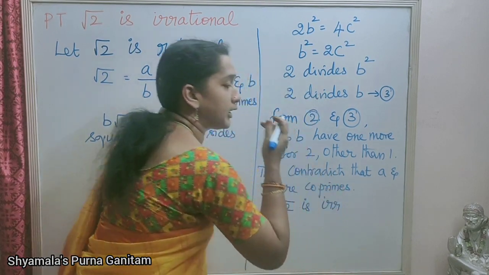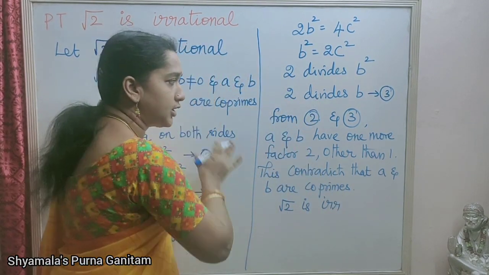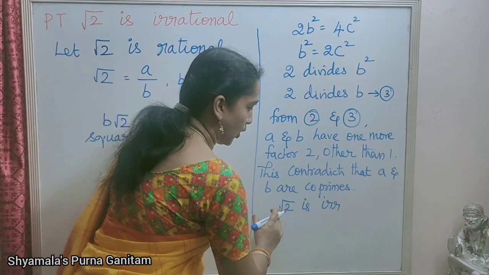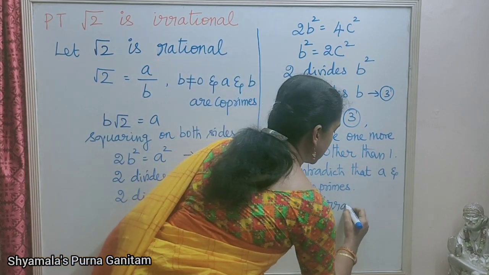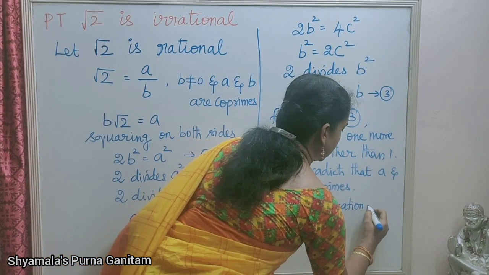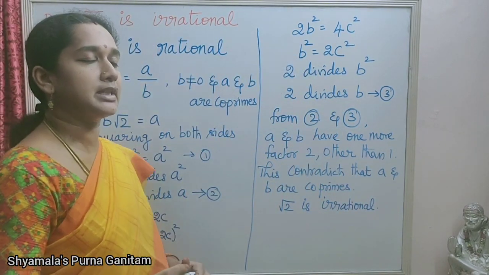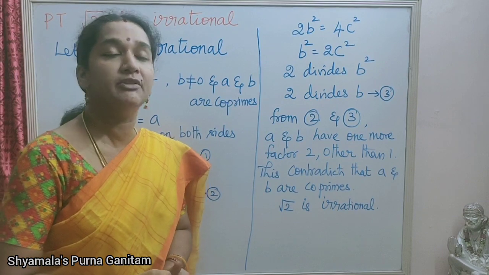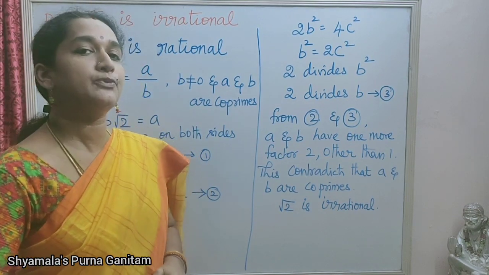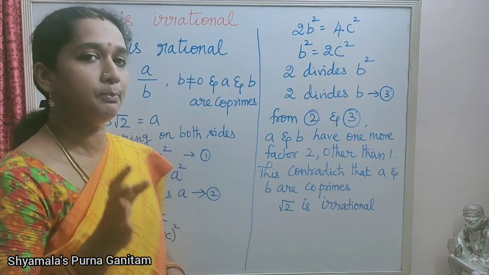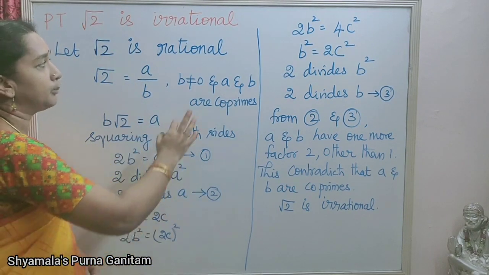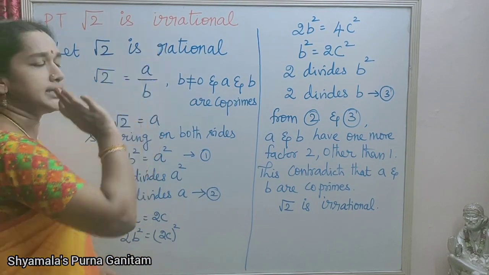So we have taken that root 2 is rational. That contradiction we got now, that root 2 is irrational. So this is the thing we are asked to prove. This is the same step that is given in the textbook, so please follow the textbook for any proof. So this is the proof for root 2 is irrational.